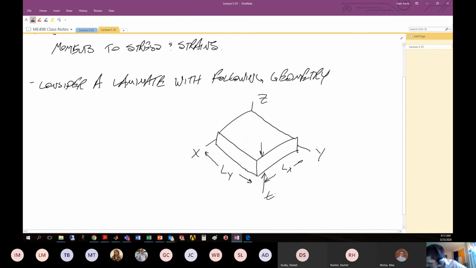Let's call this T. So the bottom of the laminate stack would be at location negative T on 2, and the top of the laminate stack would be at location positive T on 2.